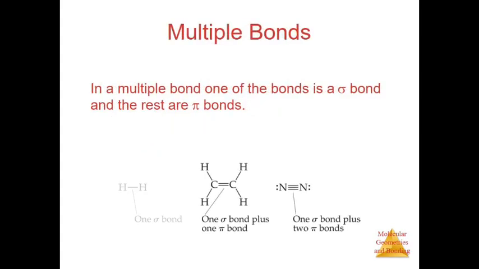Your pi bonds are going to go with your multiple bonds. So in these two cases, we have a double bond in CH4 and a triple bond in N2. So notice any of your multiple bonds, whether it's the second bond or the second and third bond of a triple bond, any of your multiple bonds after the first will be considered a pi bond.